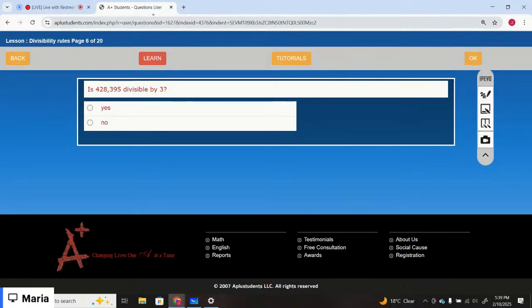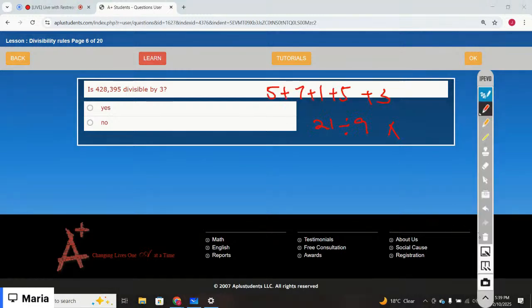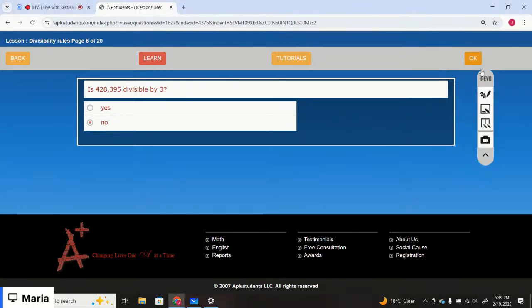Is 428,395 divisible by 3? The divisibility test for 3 is you need to add all the digits. If the sum of the digits is divisible by 3, the number is divisible by 3. So let me just add: 4 plus 2 plus 8 plus 3 plus 9 plus 5, that is 31, and 31 is not divisible by 3, so the number is not divisible by 3. The correct option is no. Do not guess the answers.